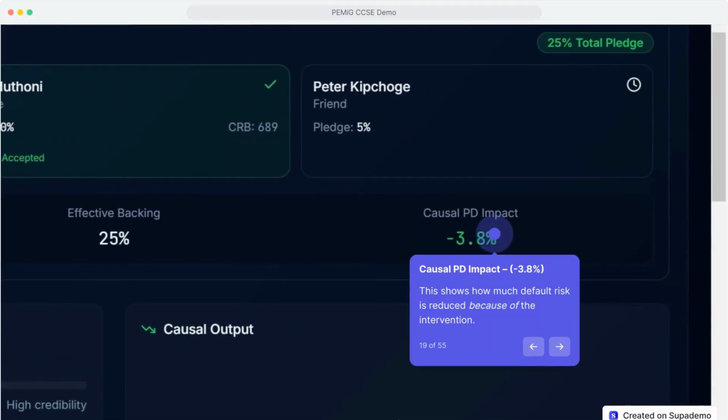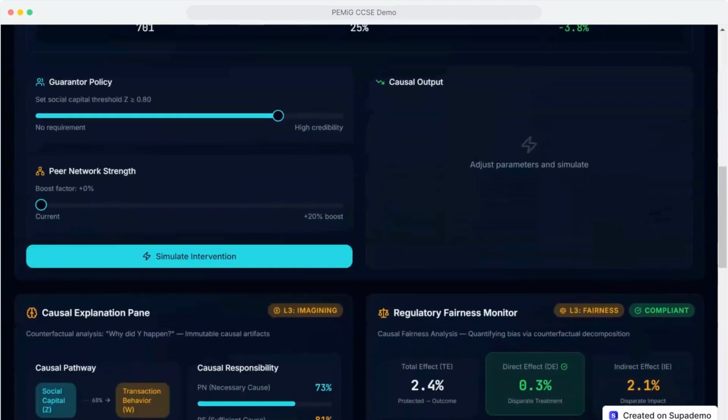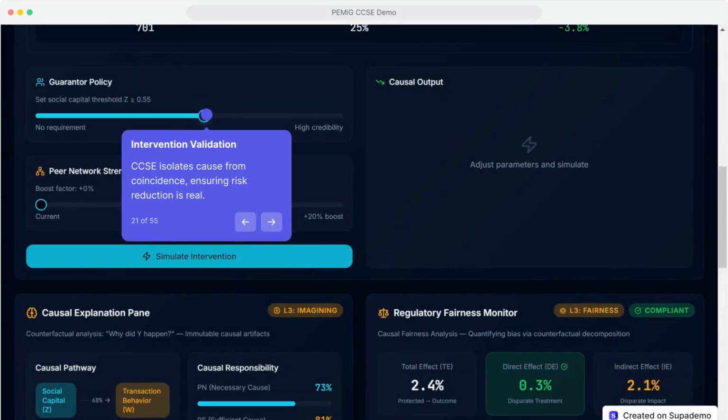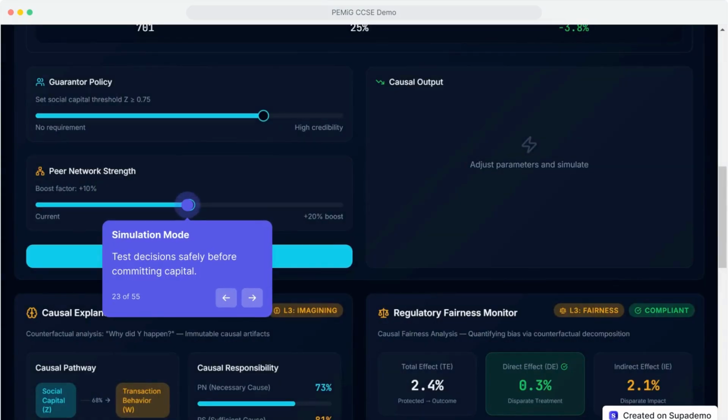Now let's take action. We move from seeing to doing. This is where lenders actually intervene. If you click on credit backers or guarantors, you can reduce risk by adding social support or adjusting loan terms. And the beauty is, you can see the impact instantly. In this case, the intervention drops the default risk by 3.8%, an actionable result, not just a prediction.